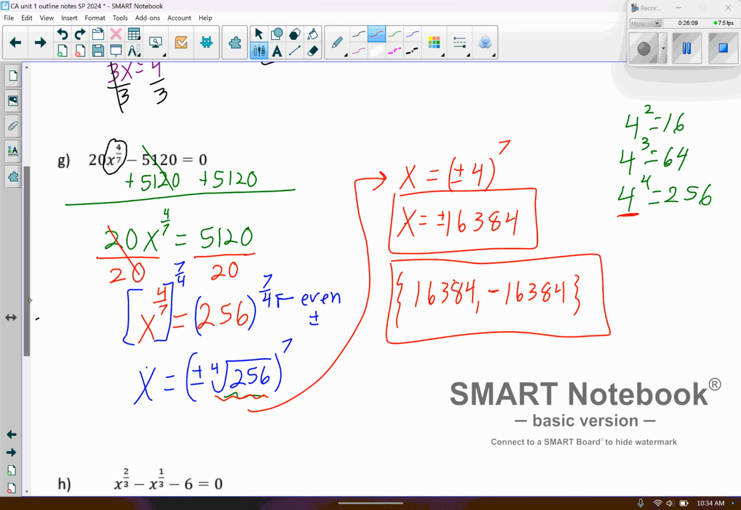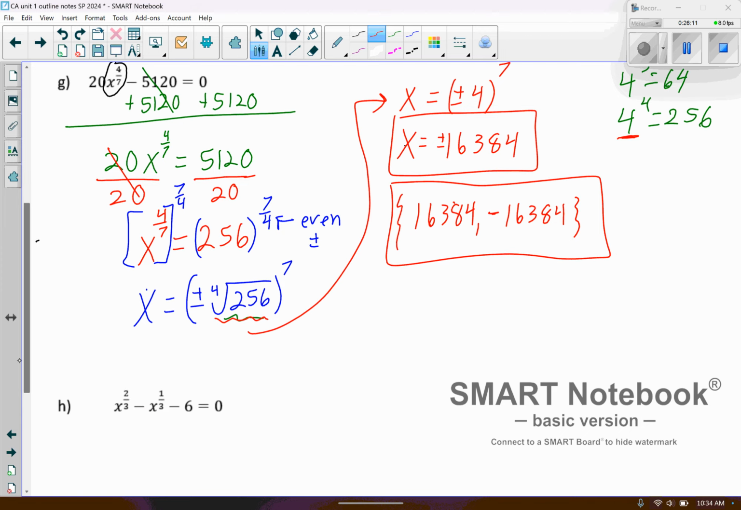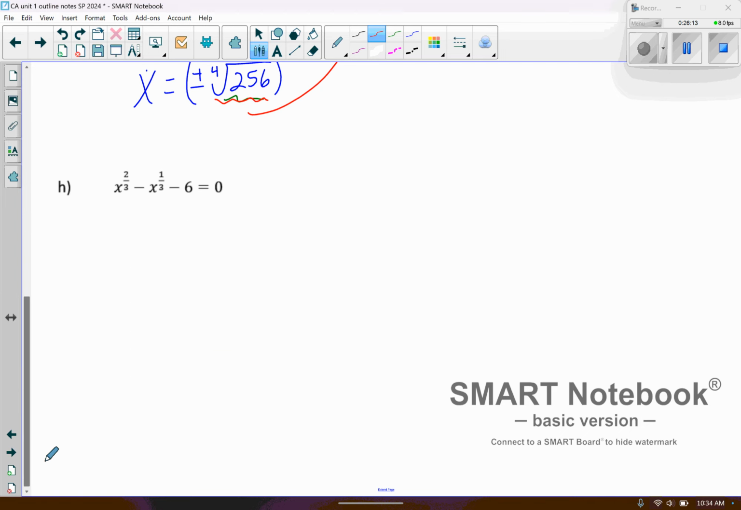All right, last one. Now, what you're going to notice, this one's a little different. This one actually has rational exponents on two of the terms. So I have 2/3 and I have 1/3 and so on. And so this one's actually going to be done completely different from all the ones we've done so far. And so I include this one. I just really like this question.